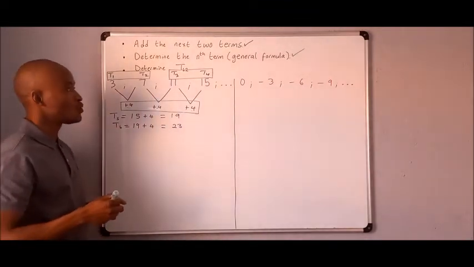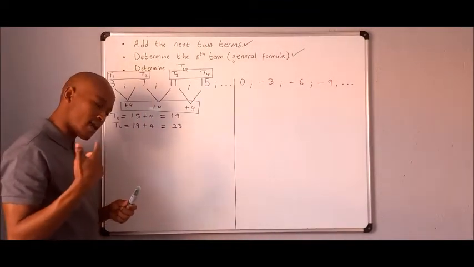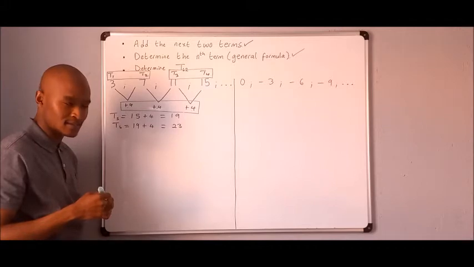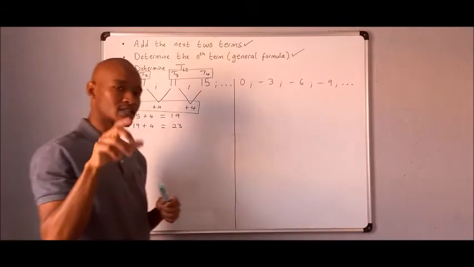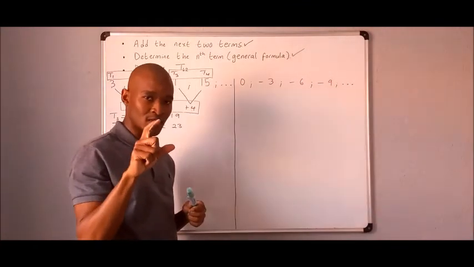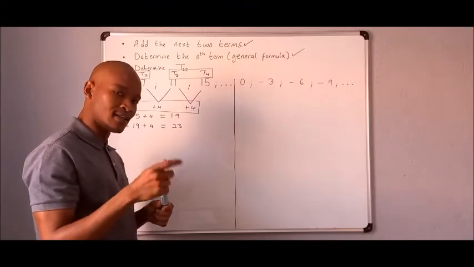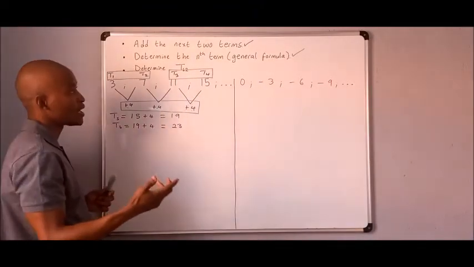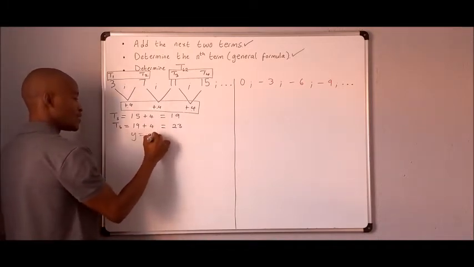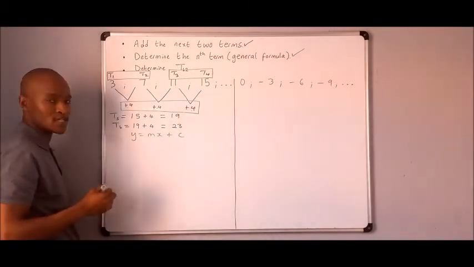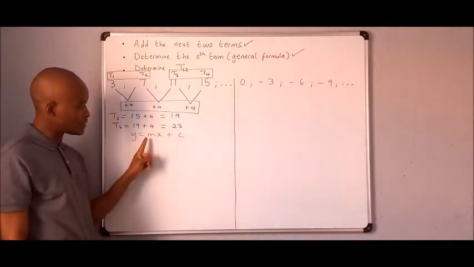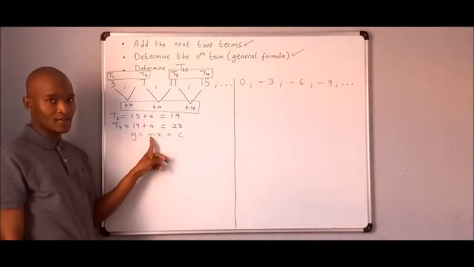This leads us to talk about gradient, because gradient is your change in y over your change in x, and that ratio gives you what is called the gradient of a line, and that is a linear function. By now I believe you are familiar with the equation y = mx + c, the standard format of a linear function, and this m right here is the gradient.